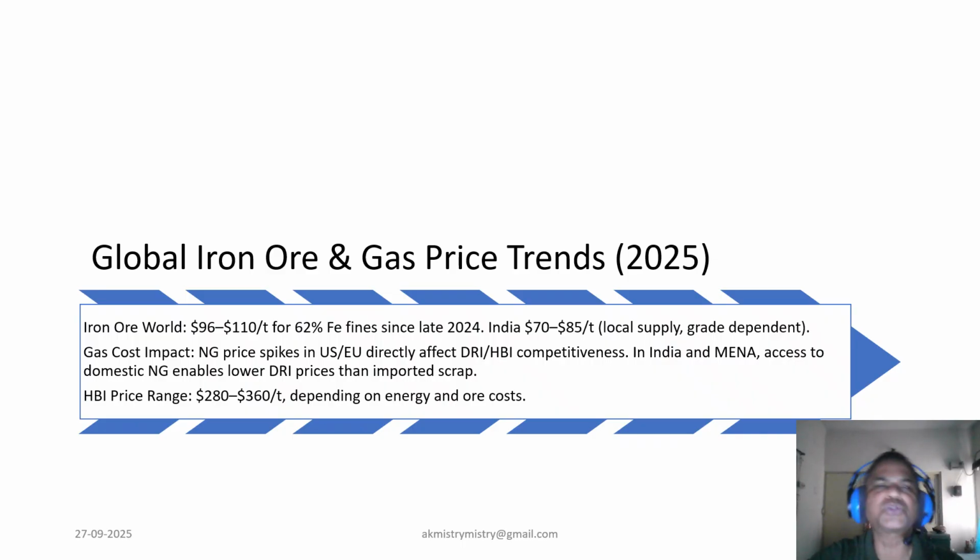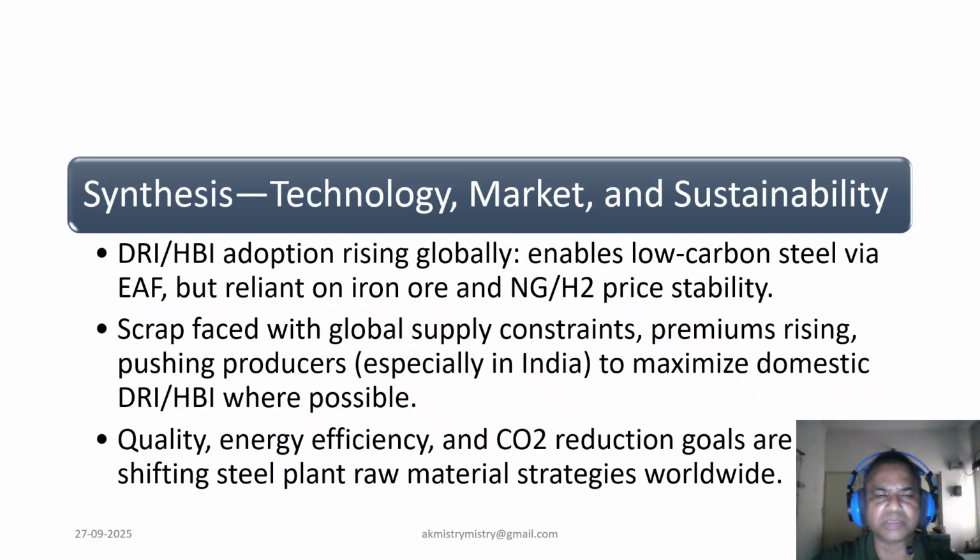HBI prices continue to swing between 280 to 360, as we have already discussed in the beginning of the presentation, depending on the ore and the energy cost. So this is all about the price trends. Coming to the summary, we can say that DRI and HBI adoption is increasing worldwide, and a lot of companies are compiling reports and presenting them to the iron and steel makers regarding this.